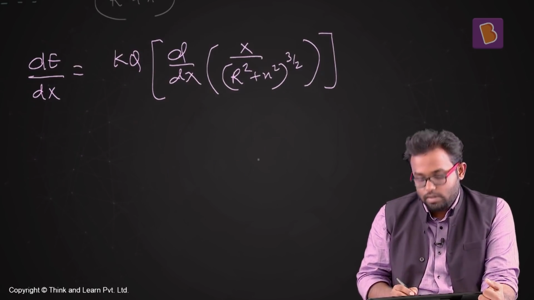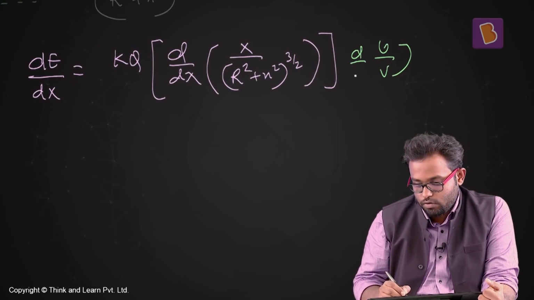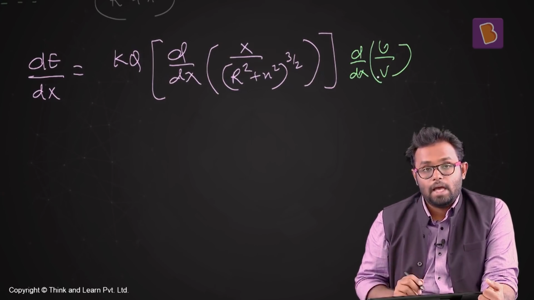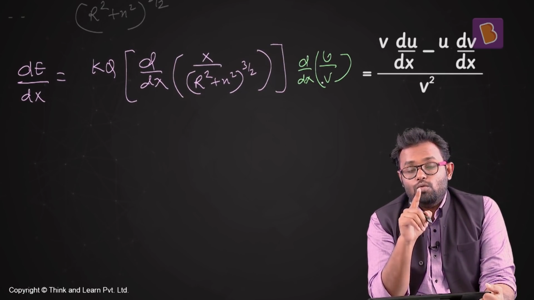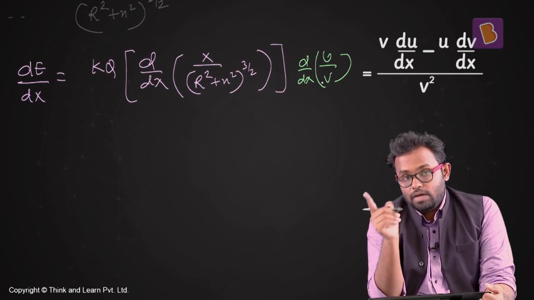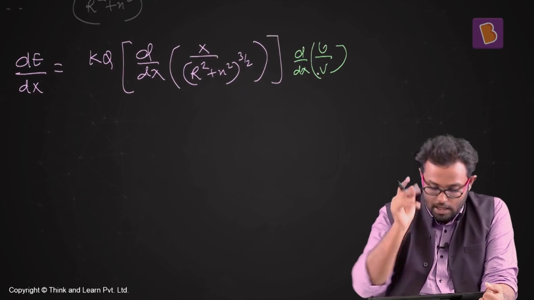Okay, so this is in the u by v form. d by dx of u by v. What's the formula for that? The formula for that is v du minus u dv upon v square. That's the formula, right? So let me apply that.